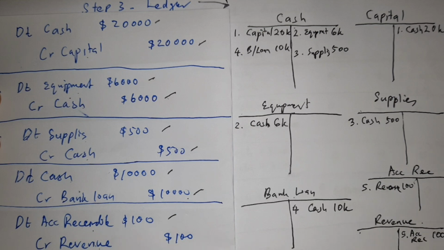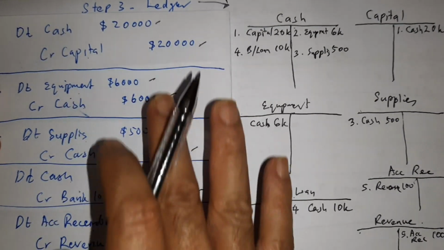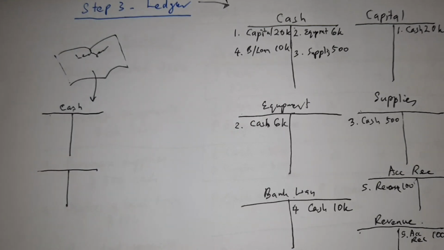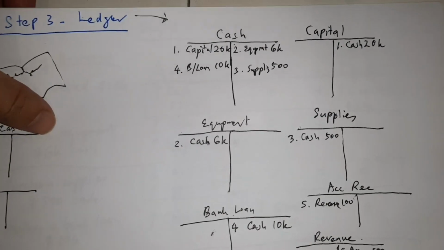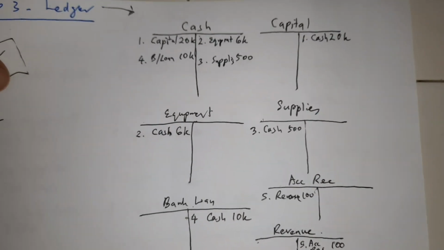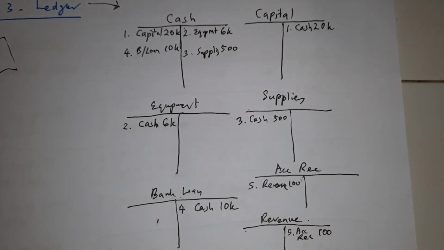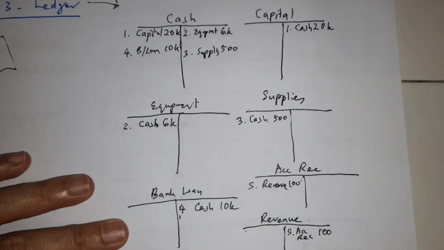Okay. So you have done the process. You have posted all journal entries. Here are the journal entries. You have posted all these journal entries into the ledger. Okay, done. So when you have transferred all the journal entries into the ledger, the next thing to do is you have to calculate the balance of every account. You have to calculate the balance of every account in the ledger.